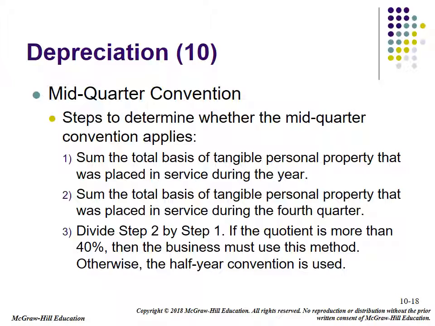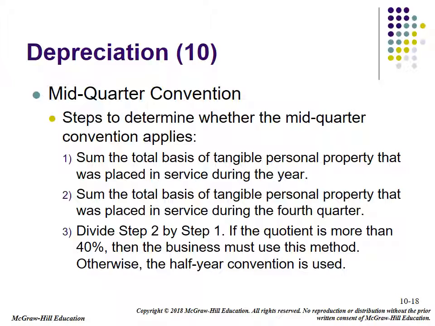To stop that from occurring, to stop companies from buying everything in that latter part of the year, Congress came up with what's called the mid-quarter convention. And here's what it says. Add up all the basis of all tangible personal property, whether new or used, for the entire year.